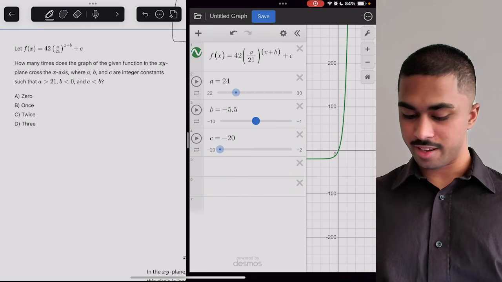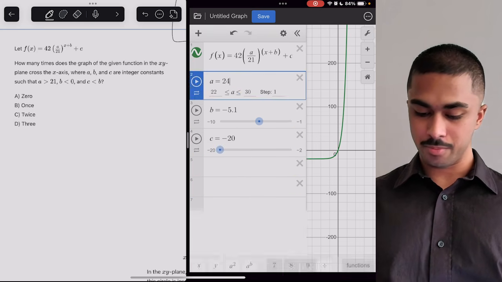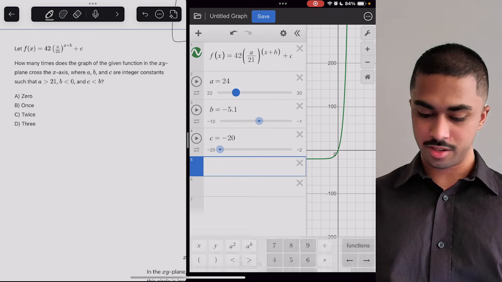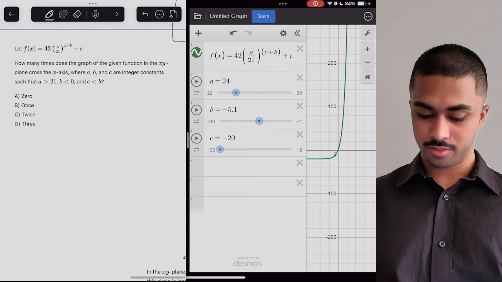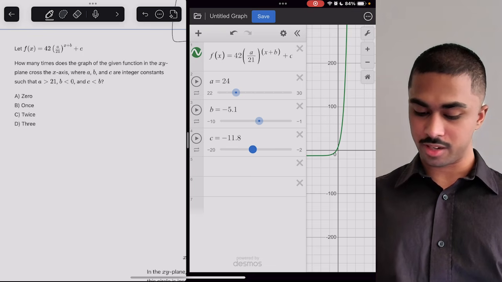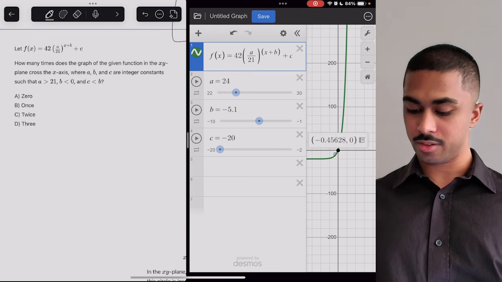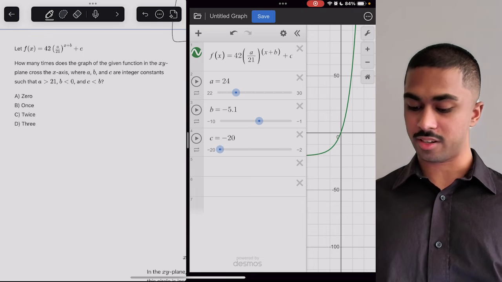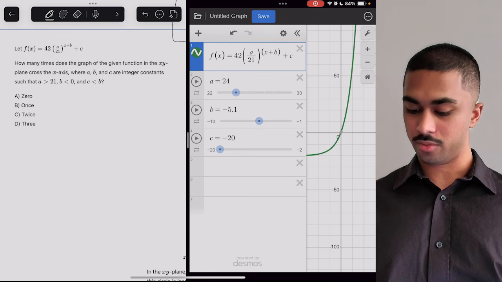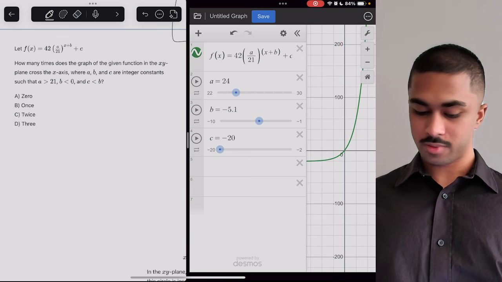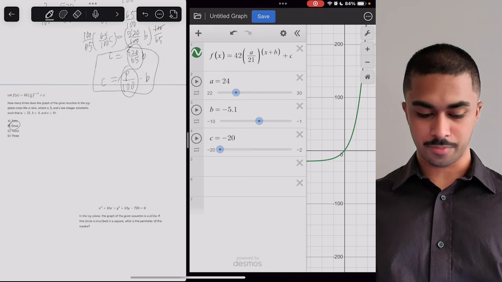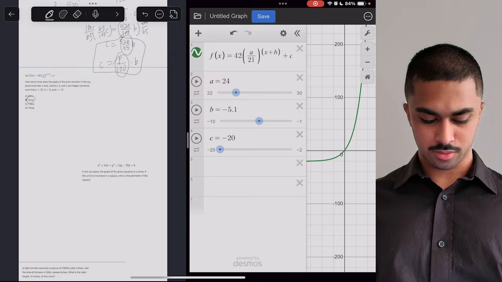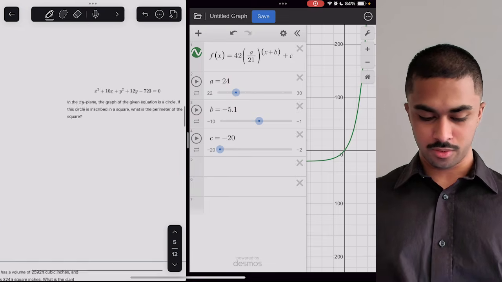Okay. And you see that whenever b is between 0 and c, whenever a is greater than 22 or 21, and whenever c is less than b, the graph only intersects the x-axis at one point and only one point, right? So once, that's your answer. Okay, wonderful. Let's move on.